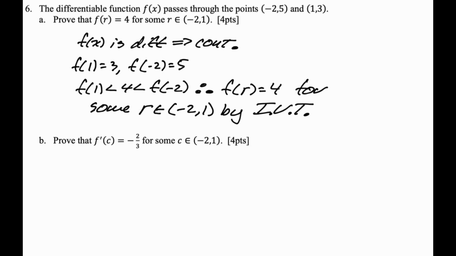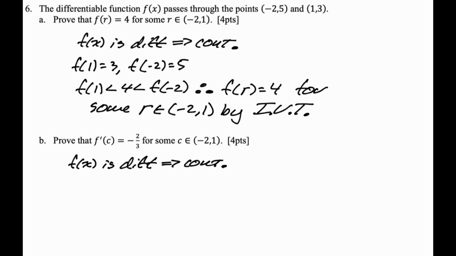All right, and then part B, we want to prove that f prime of c is negative 2/3 for some c between negative 2 and 1. If you're proving something about f prime, given stuff about f, you're almost certainly using the mean value theorem. To do that, we need differentiable and continuous, so we're going to start this in the same way. f of x is differentiable, which implies continuous.